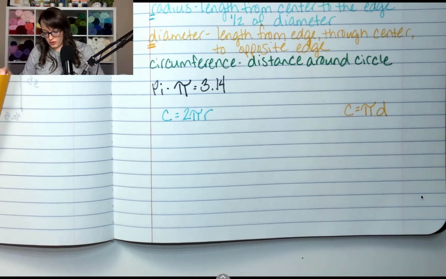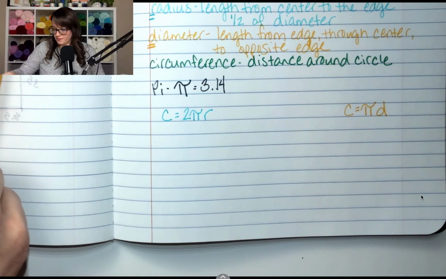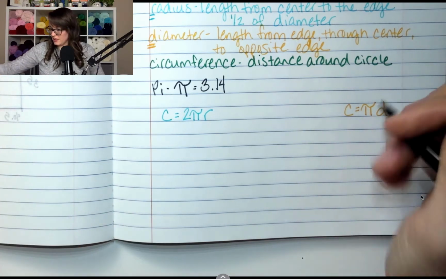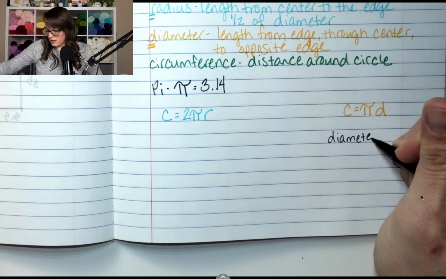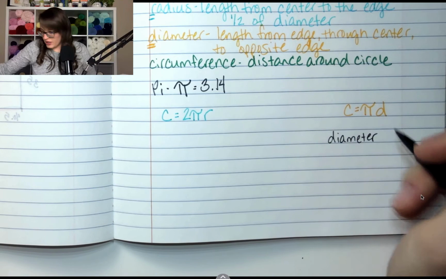So if I told you that the diameter of a circle was, let's say, 32.